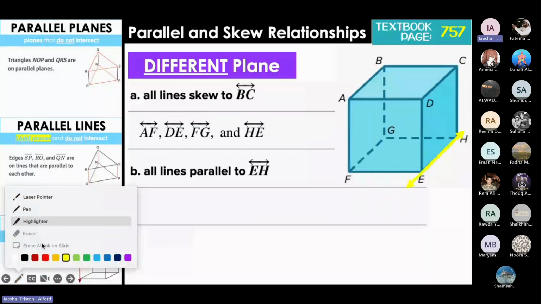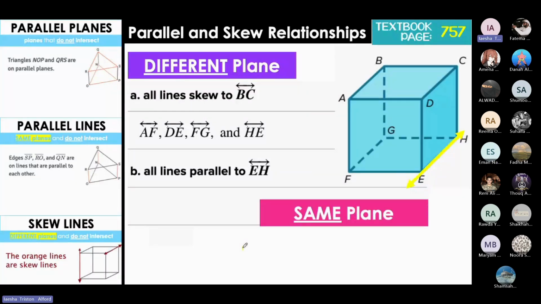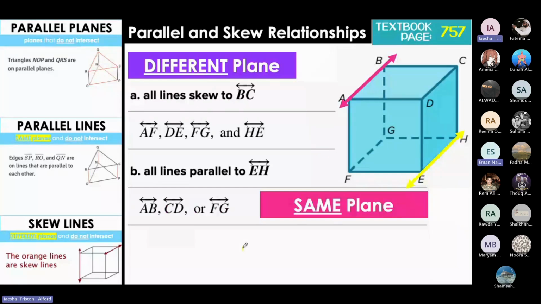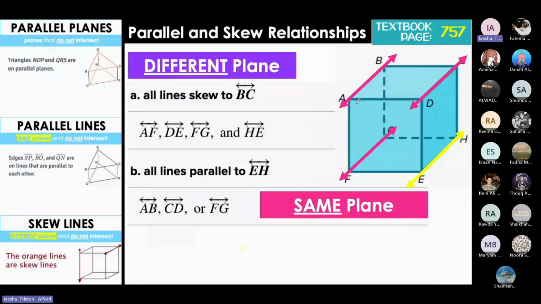Parallel to EH. What's parallel? CD. One more time. DC, fine. It has to be the same plane. AB, CD, FG. Miss Aisha, why does AB work? Remember I told you about AB, it's the one that is going diagonal. So it connects diagonally to EH. So that should also be a parallel.